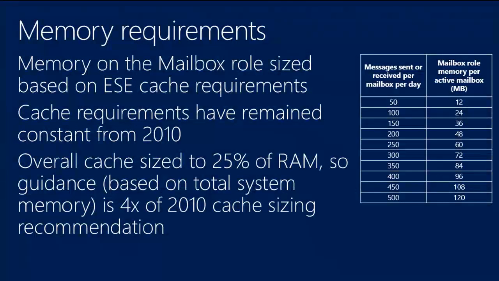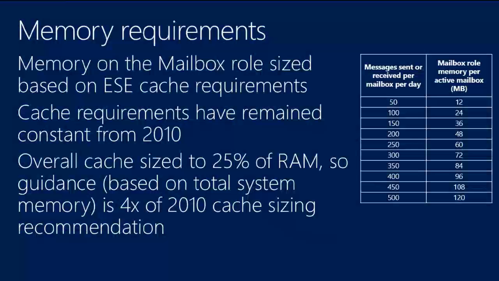So in terms of memory requirements, the way we sized memory in 2010 was a little more complex than what we're doing in 2013. You had to go figure out your cache requirement per user, depending on whether or not you were doing multi-role. With multi-role, we didn't have fantastic guidance other than think about half of the server for mailbox and half of the server for everything else. There was some more complexity around memory sizing. For 2013, we just have one number. That's the set of numbers you see here.